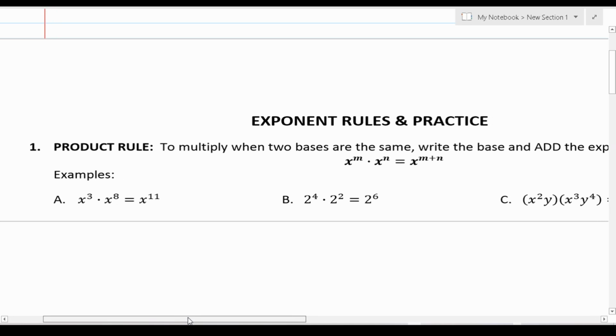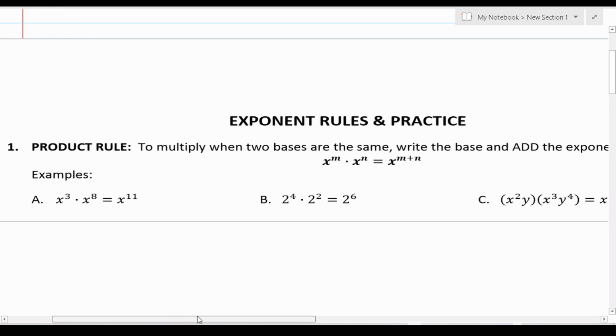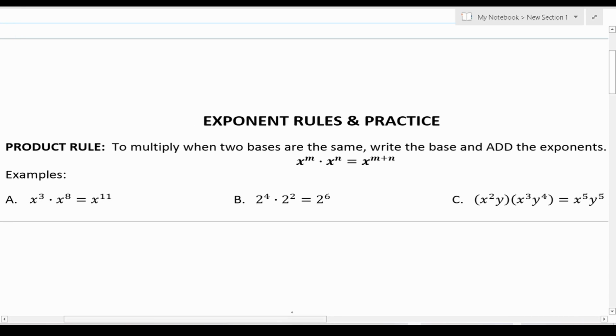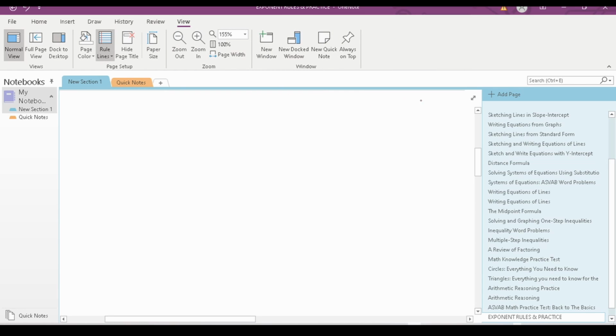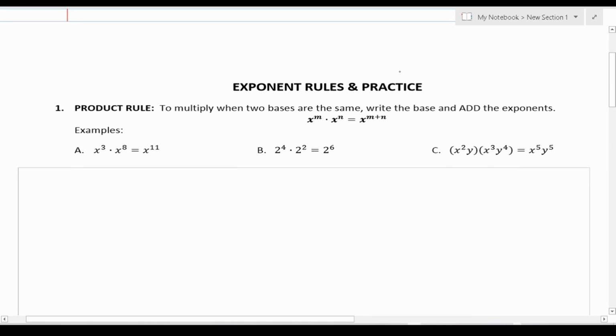The first exponent rule we're going to look at is the product rule, and it says to multiply when two bases are the same, write the base and add the exponents. Let me go ahead and zoom out a little bit so we can see everything clearly. There we go. That should be better. All right, so again, the product rule says to multiply when two bases are the same, write the base and then add the exponents.